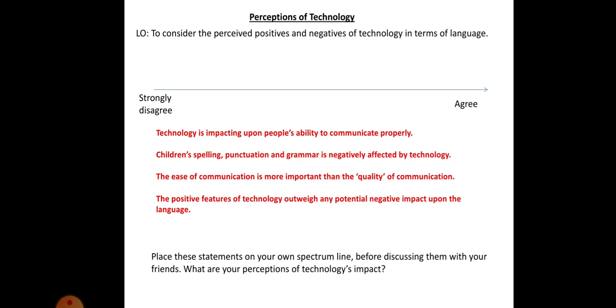As you'll see on the PowerPoint, there is a spectrum line from strongly disagree to what should say strongly agree, to be fair, to make it even, and just four statements, and they are all statements about the impact of technology on language. There is no right answer here, but spend 5 minutes or so positioning them on the line in terms of where you think they should be. As I said, spend about 5 minutes and then we'll come back to the slides.